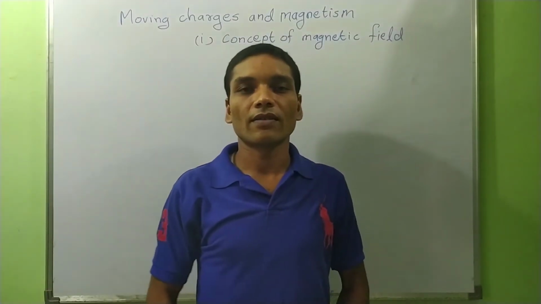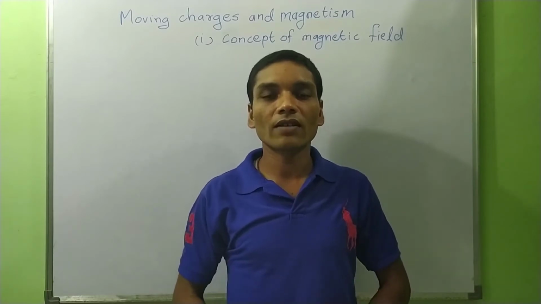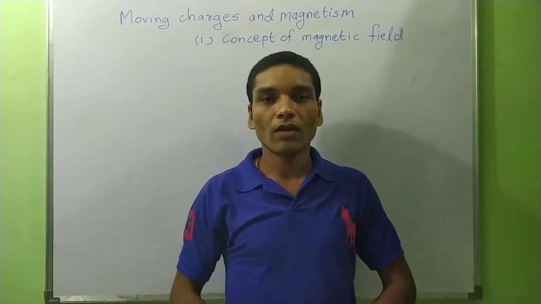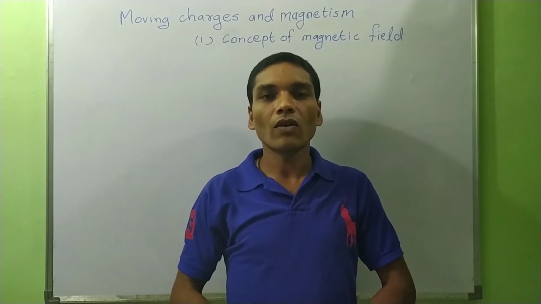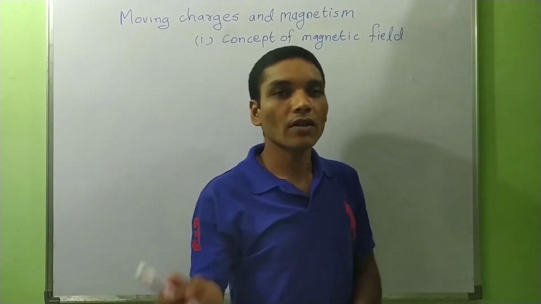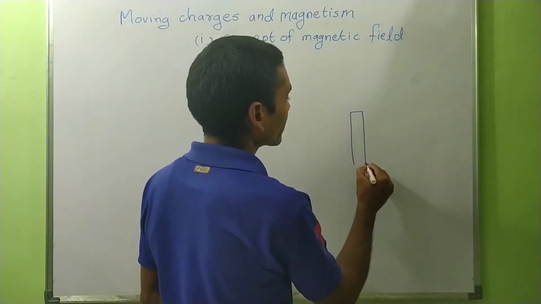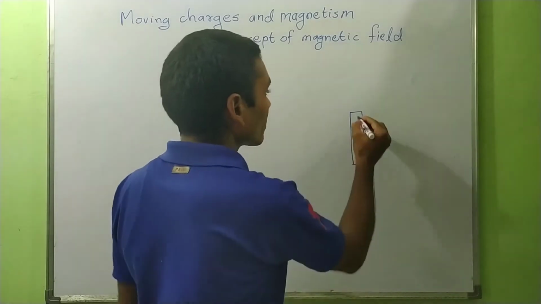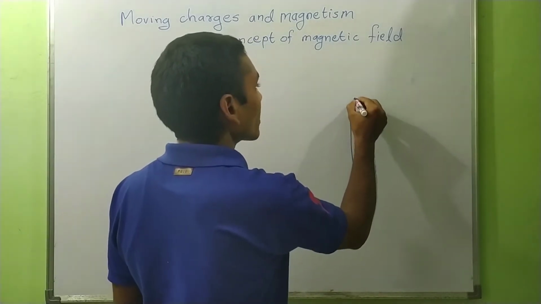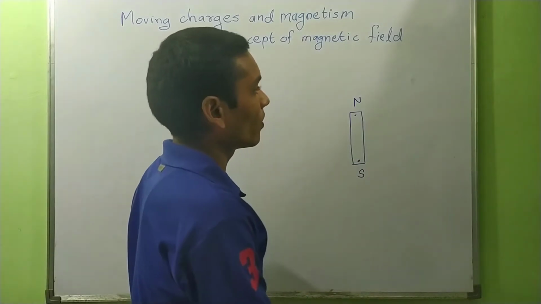Hello students. In this video we will study moving charges and magnetism. For that, first of all, we have to understand what is the magnetic field. Let this be a magnet placed here, and you know that there are two poles of the magnet, north pole and south pole.